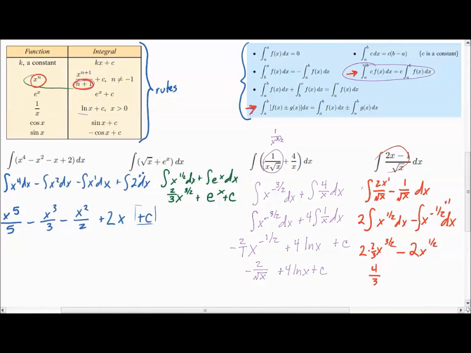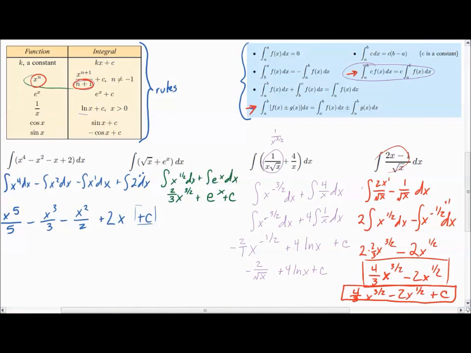We've got 4 over 3 x to the 3 over 2 minus 2x to the 1/2. And if you want to rewrite those as roots, you can, or you can just leave it as is. All right, so there you go. We've got an introduction to using the integral rules. Now, of course, this wouldn't be complete if we didn't write it properly as 4/3 x to the 3 over 2 minus 2x to the 1/2, and then we got to add on that c at the end. Don't ever forget that c when you're writing an indefinite integral. All right, go try some on your own.